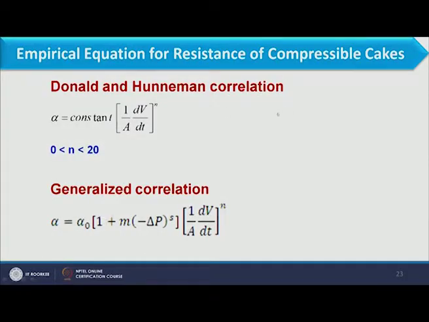Further, Donald and Heinemann proposed a correlation, that is alpha is equal to a constant times 1 by A dV over dt, to the power n. So that depends on the rate expression. Further, it will not consider the variable pressure drop condition, and in this expression n varies from 0 to 20. So clubbing all these conditions together, a generalized correlation was proposed, which accommodates the expression at constant pressure as well as at constant rate. In this way we calculate the expression for alpha.